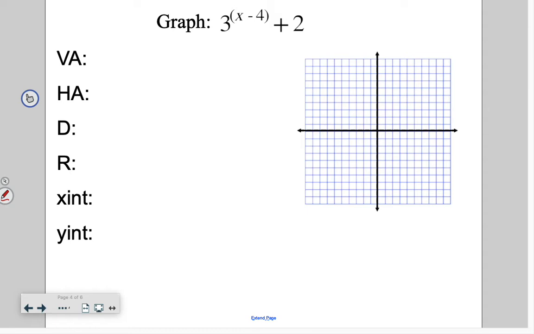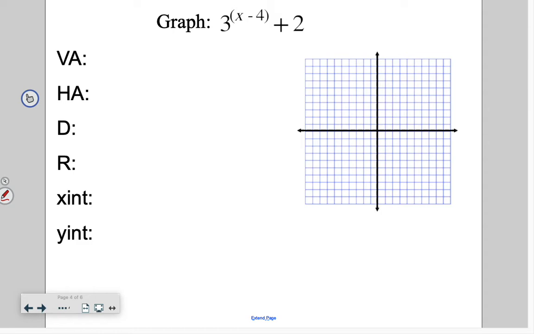Is this going to be exponential growth or decay? Growth, because the base is bigger than 1. Which means, here's why I say this is going to be so much easier for you. There's your parent function right over there on the wall. All you have to do is take that graph and shift it based on whatever you're looking at. All you have to do is take that graph that's on the wall and move it around based on the equation you're working with. Okay?